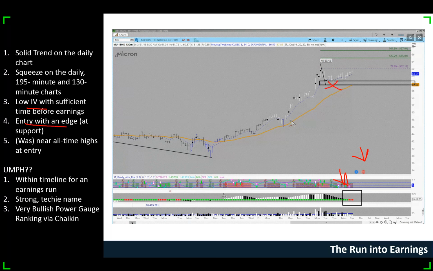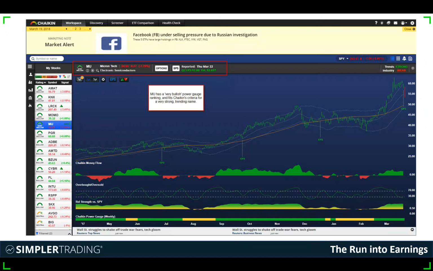Strong techie name, very bullish Power Gauge ranking with Chaikin. I don't think Micron still has it, but at this time when we were doing these trades last year, it did. So that was a really solid one. Here's a screenshot back from last year where we went into Chaikin and said, okay, what does Chaikin think about Micron? Very bullish, electronics, semiconductor industry at that time. The industry was really strong. So that fit our criteria.